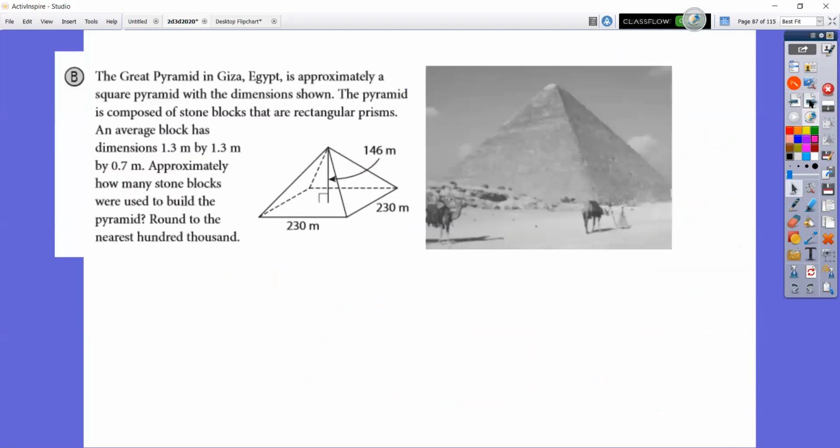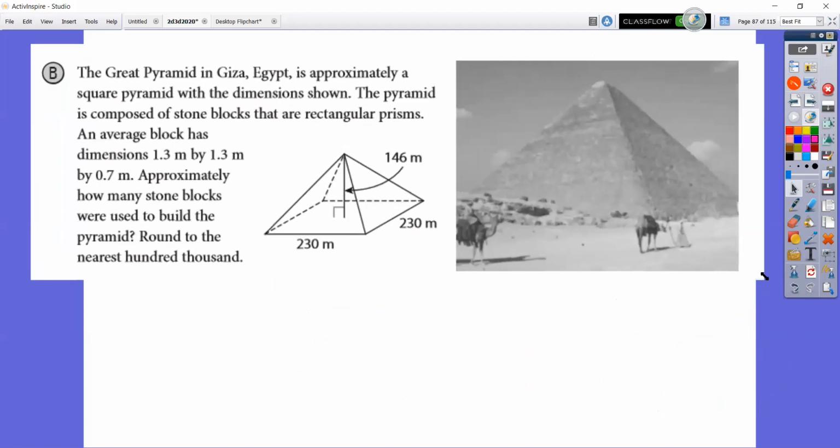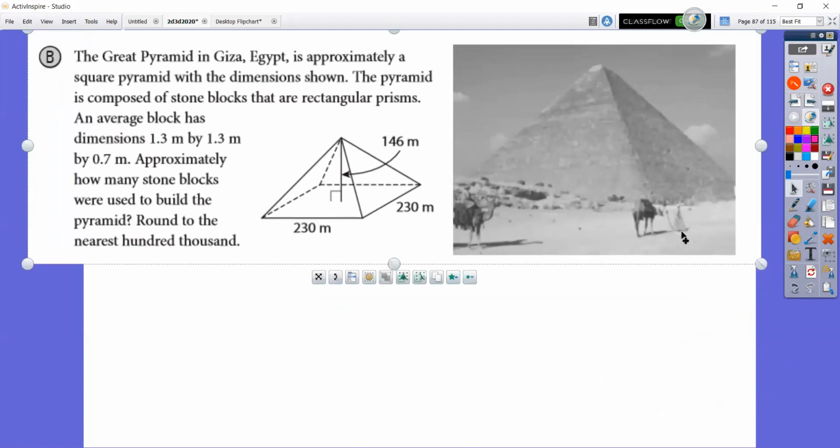A word problem, yay. Okay, a little bit complicated, but not too complicated. The Great Pyramid in Giza, Egypt is approximately a square pyramid with dimensions shown. The pyramid is composed of stone blocks that are rectangular prisms. So this is made up of a bunch of little blocks. An average block has dimensions 1.3 meters by 1.3 meters by 0.7 meters. Approximately how many stone blocks were used to build the pyramid?